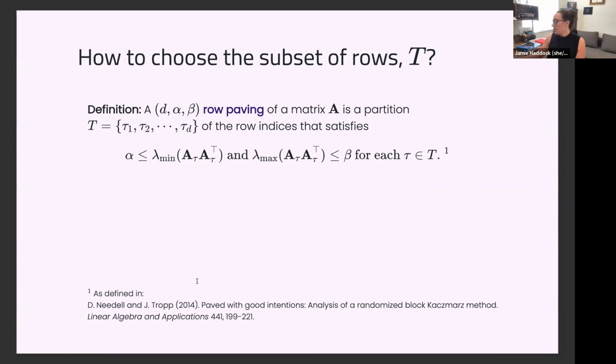One particularly nice set of possible subsets of rows that you could sample is known as a row paving. So a (d, alpha, beta) row paving of a matrix A is a partition of the set of all rows into these block components tau_i, such that the matrices induced by each of these row subsets, the Gramian of those matrices, have minimum eigenvalue bounded below by alpha and maximum eigenvalue bounded above by beta. So every one of the blocks is nicely conditioned. The Gramian has controlled spectrum.